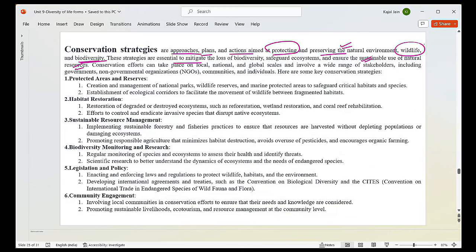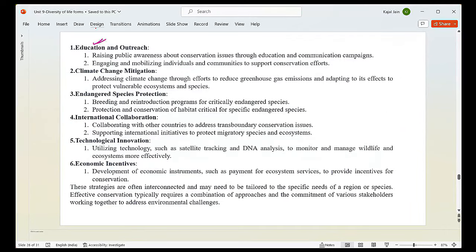First is protected areas and reserve formation, habitat restoration, sustainable resource development, biodiversity monitoring, legislation and policies, that is enforcing laws for conserving the area, community engagement, that is the people living in the surrounding area of the wildlife should be engaged actively. Education should be provided, climate change mitigation, reduction in greenhouse gases should be there, endangered species protection should be there, international collaborations, technology innovations, economic incentives, etc.